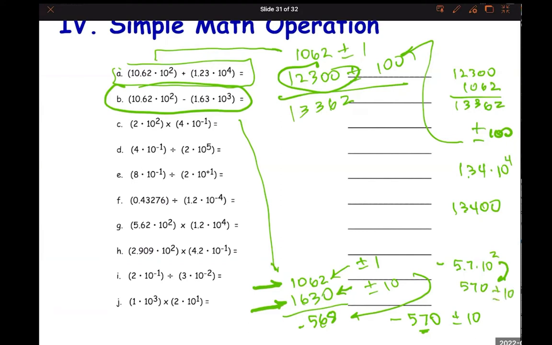I know that's why it's confusing on this first activity, because you have all these weird rules. But when you practice it, it becomes easier. Okay? So that's addition and subtraction.